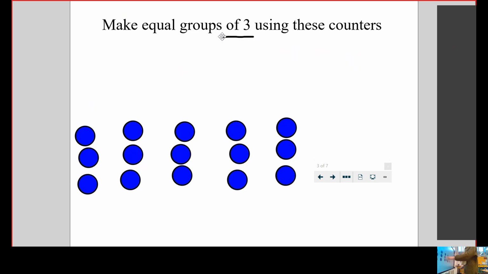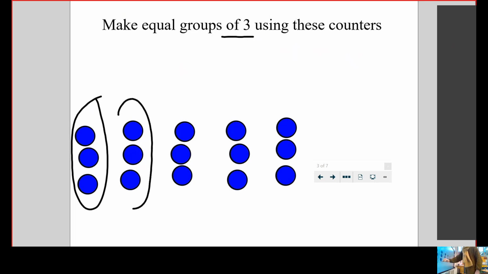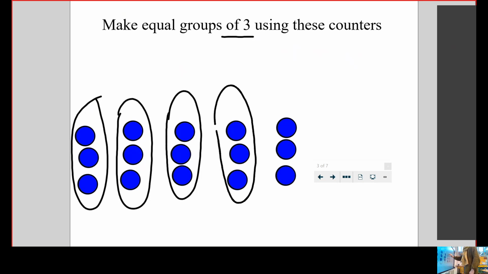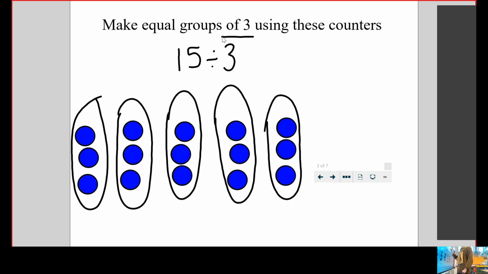How many have we got? Let's count. We've got 1 group of 3, 2 groups of 3, 3 groups of 3, 4 groups of 3, and 5 groups of 3. So at the beginning we had 15 counters and we split them into groups of 3, which meant we now have 5 equal groups.